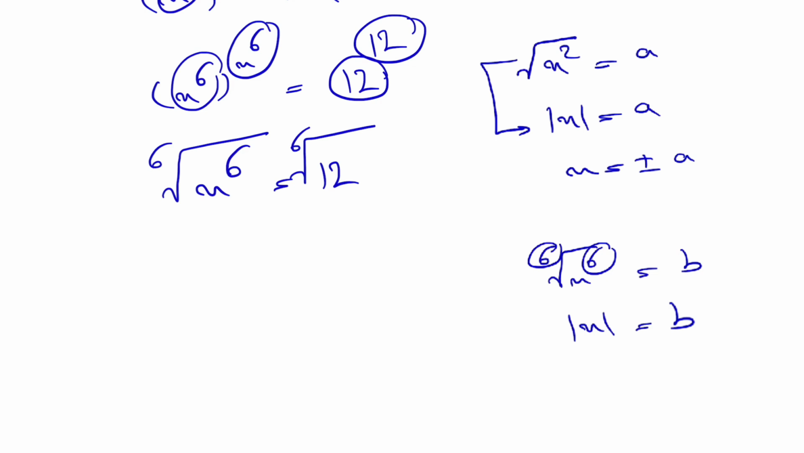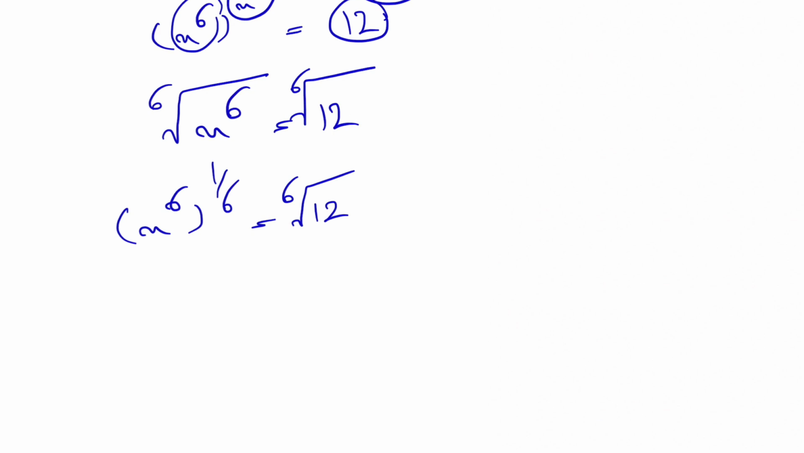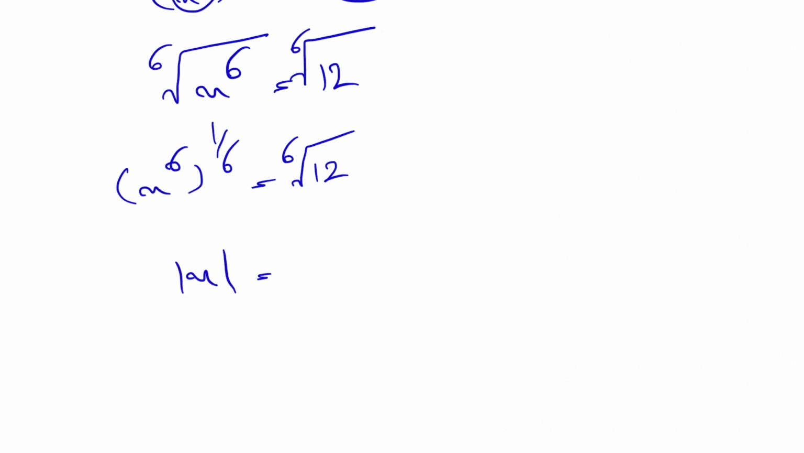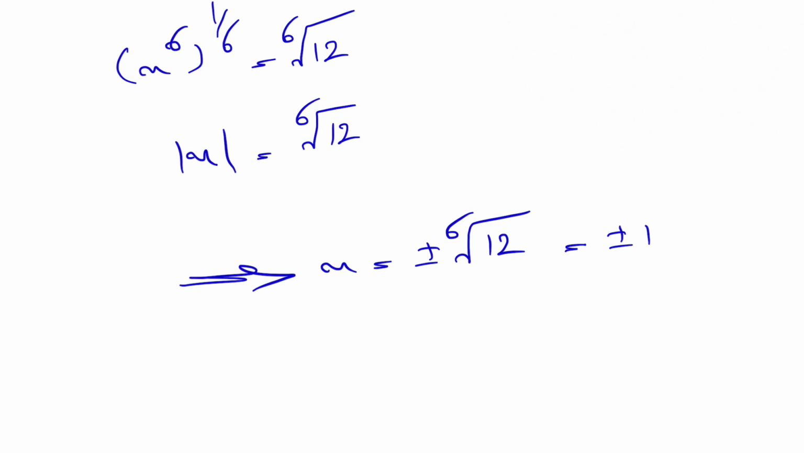So what we have here is x to the 6 to the power of 1/6, and we have 12. In that case, we take the absolute value of x equal to, and from here our x will be plus or minus the 6th root of 12. Or if we want to show it in exponent form, we can write plus or minus 12 to the power of 1/6. And there we go, we got the final answer.